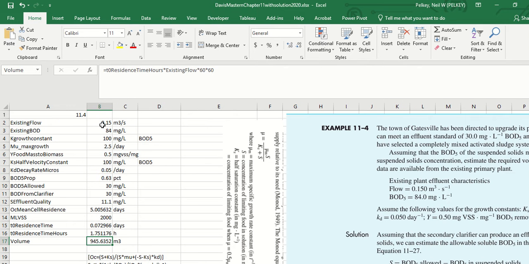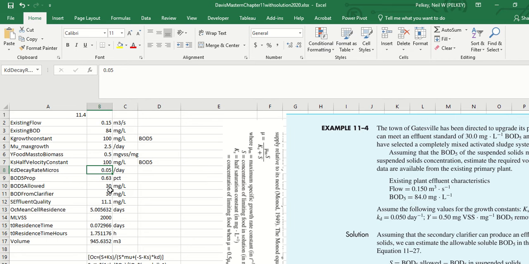We have 0.15 meters cubed per second, existing BOD of 84 milligrams per liter. We have a growth constant of 100 milligrams per liter. We have a maximum growth of 2.5 per day. That's unitless. We have a food to biomass ratio of 0.5 milligrams per volatile suspended solids. We have a half velocity constant of 100 milligrams per liter. We have a decay rate of our macros is 0.05 per day, 5% per day.